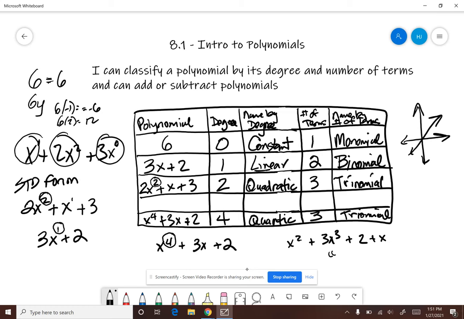So let's rewrite this as 3x to the 3rd. That would be my first one. My second one would be x squared, because remember, I want to put these in descending order. My next one would be x, and my next one would be 2, okay? So you notice my highest degree right here is a 3. So this is an example of a degree 3. So 3x to the third plus x squared plus x plus 2.